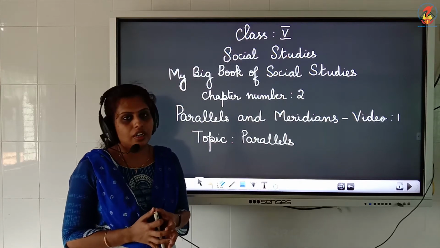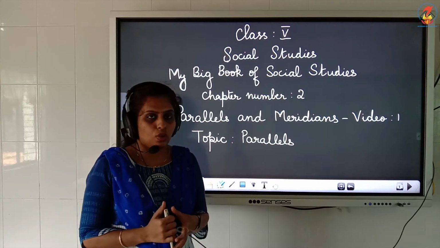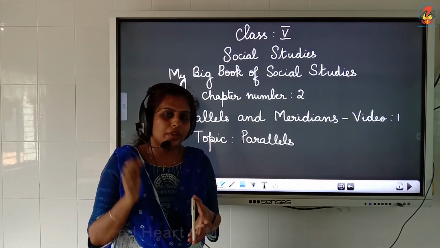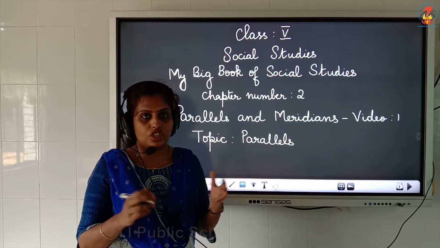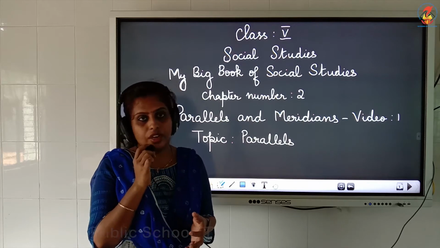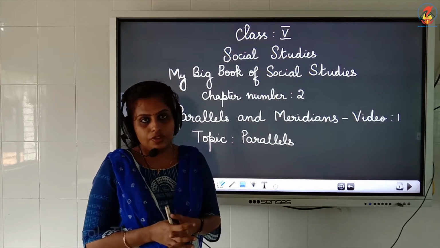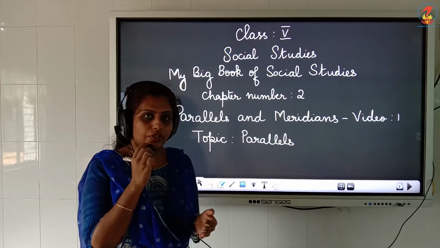Before we start our new chapter, Parallels and Meridians, let's revise what you have learnt in your first chapter, Know Your Planet. In the chapter Know Your Planet, definitely you would have learnt about the shape of the earth. It's spherical in shape, right? Then you learnt the models of the earth. The earth can be represented in the form of a globe and of a map.